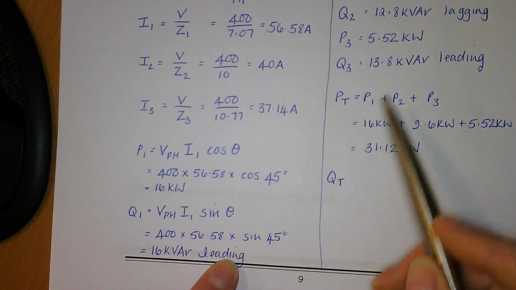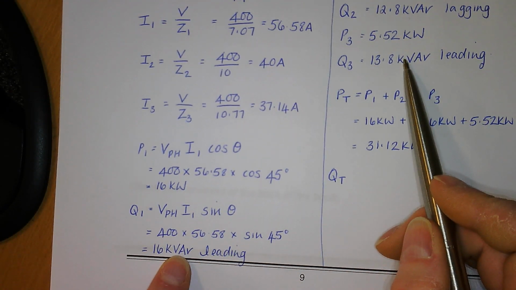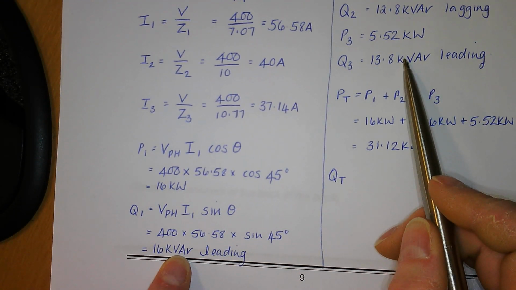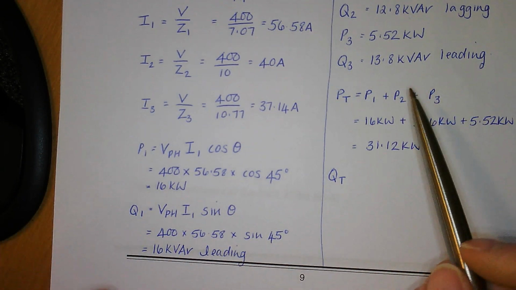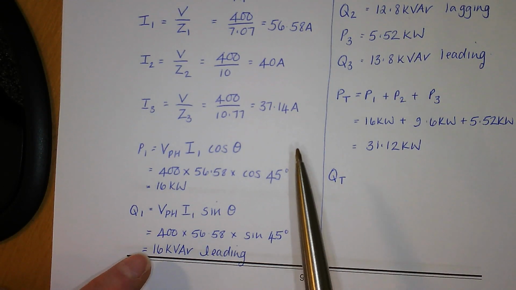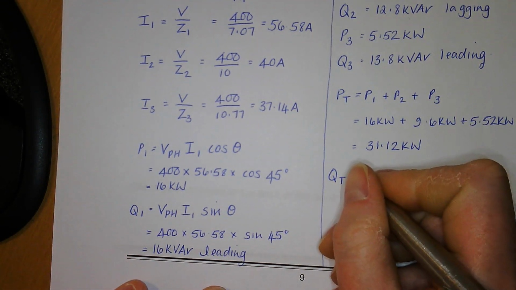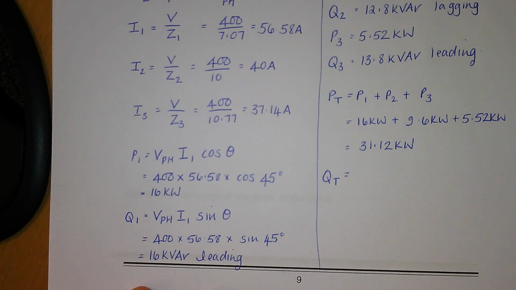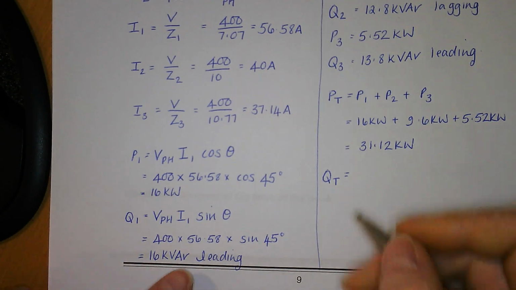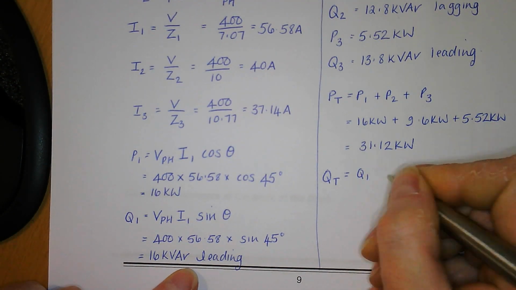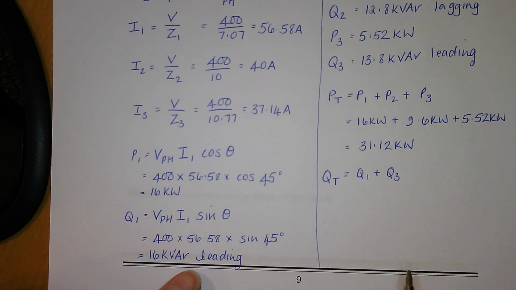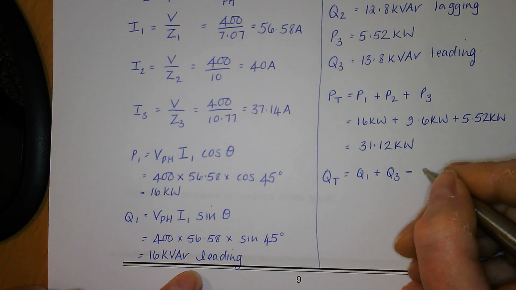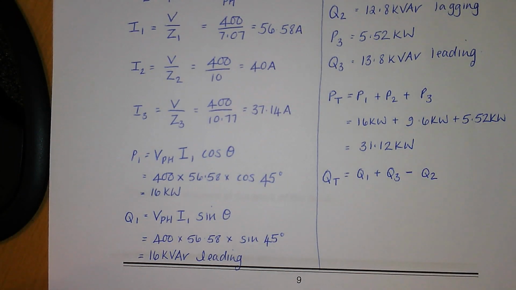So this one, looking at it, is clearly more leading than lagging, isn't it? You've got two leadings, one's 13, one's 16, so you're thinking, well, that's like 29, and then the lagging, you've only got 12. So overall this is going to be leading. So I'm going to do Q1 and Q3, my two leading Qs, and take away Q2, my lagging Q, because I know overall I'm going to be leading.